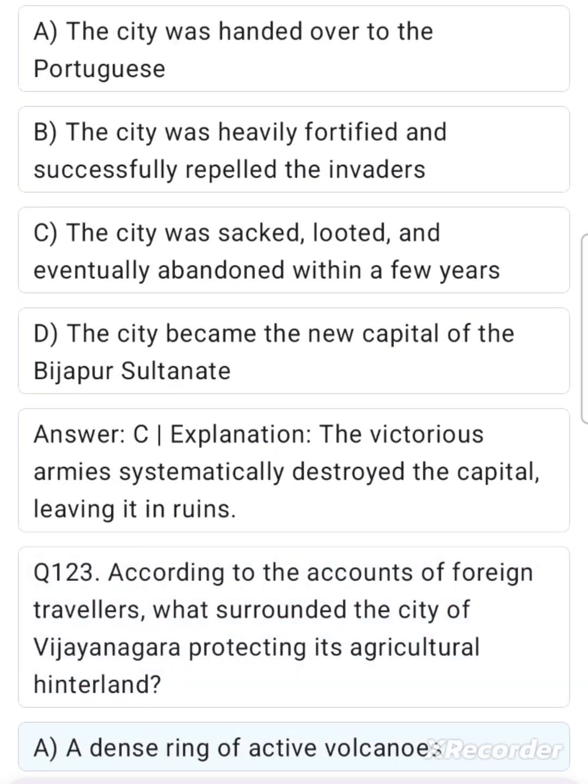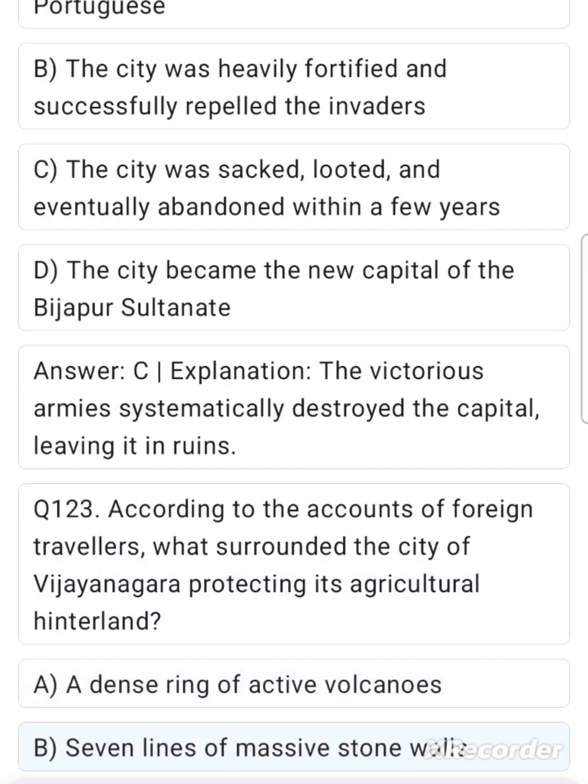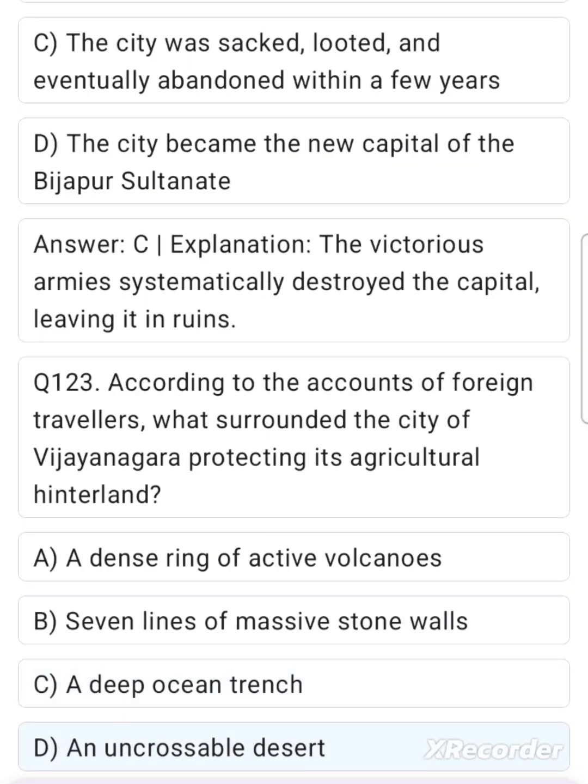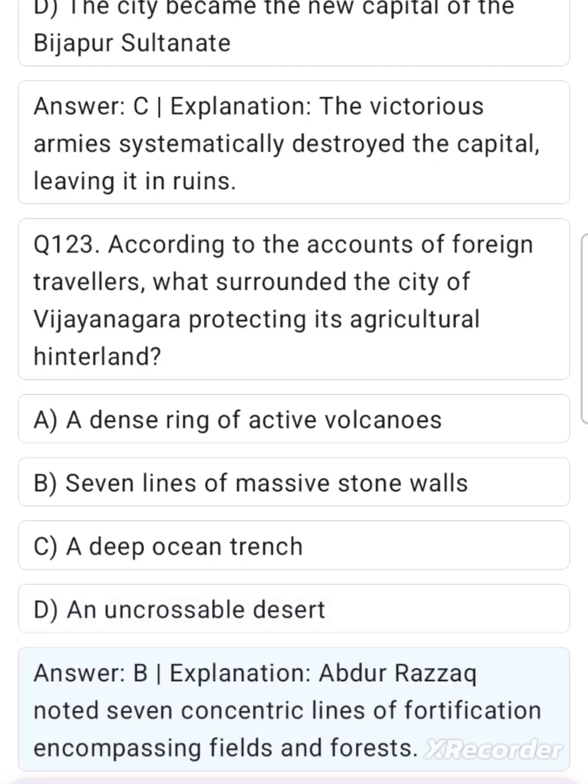Q123. According to the accounts of foreign travelers, what surrounded the city of Vijayanagara, protecting its agricultural hinterland? A. A dense ring of active volcanoes. B. Seven lines of massive stone walls. C. A deep ocean trench. D. An impassable desert. Answer: B. Explanation: Abdur Razzaq noted seven concentric lines of fortification encompassing fields and forests.